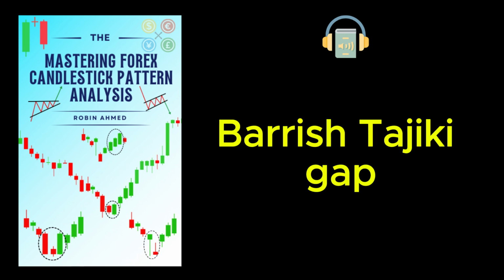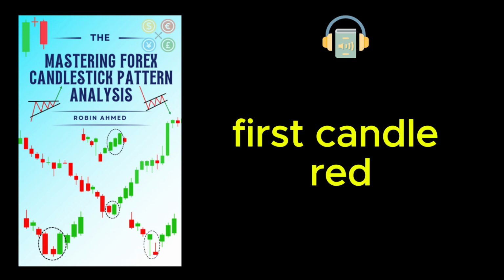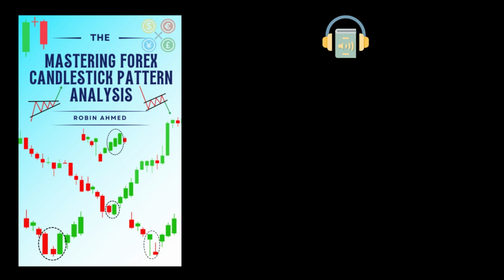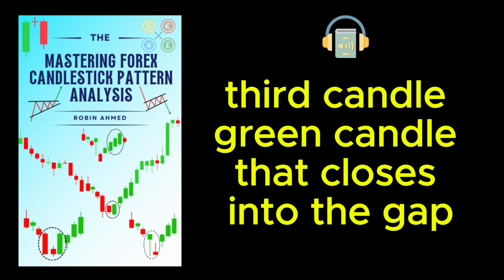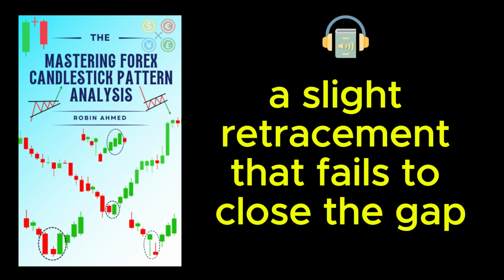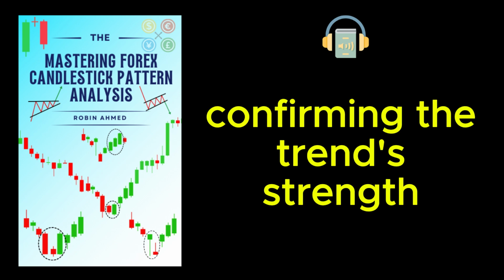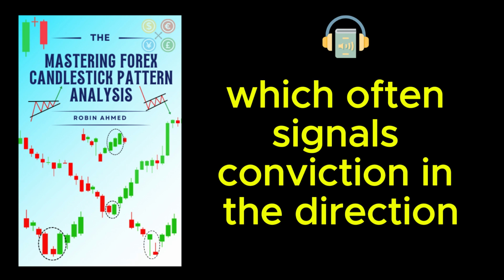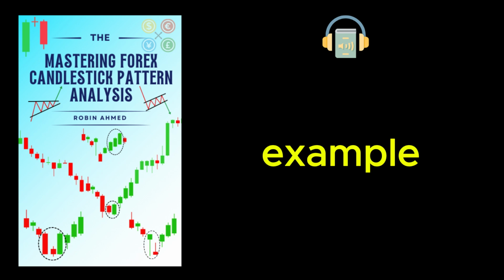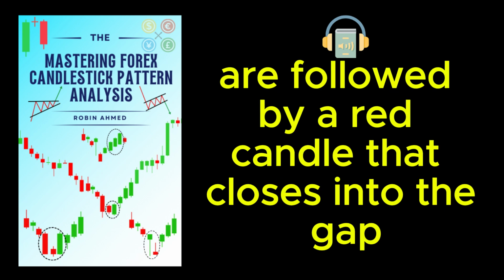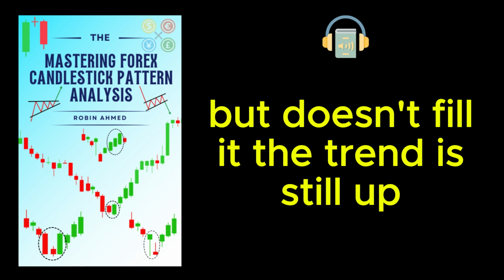Bearish Tasuki gap. First candle, red. Second candle, another red candle that gaps down. Third candle, green candle that closes into the gap but doesn't fill it. Psychology: a slight retracement that fails to close the gap, confirming the trend's strength. Gaps remain unfilled, which often signals conviction in the direction. Example: two strong green candles with a gap between them are followed by a red candle that closes into the gap but doesn't fill it. The trend is still up.